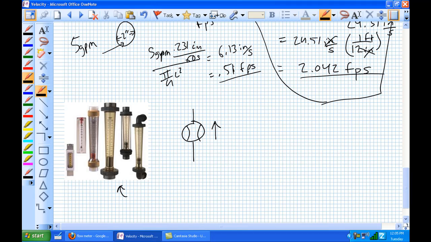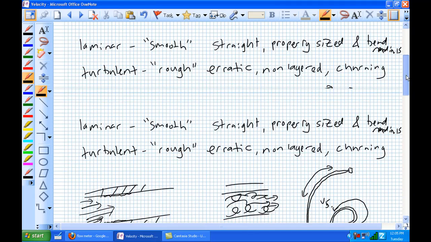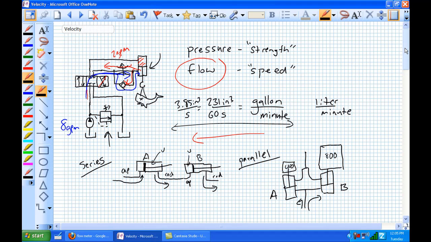Okay, so again, let's go back to the most critical thing I talked about today. Flow is indicative of speed. Pressure is strength. Increase the pressure, you can increase the force available to a system. Increase the flow rate, and you increase the speed at which that system activates. They're two independent variables for a system.